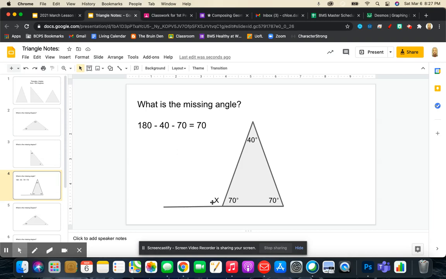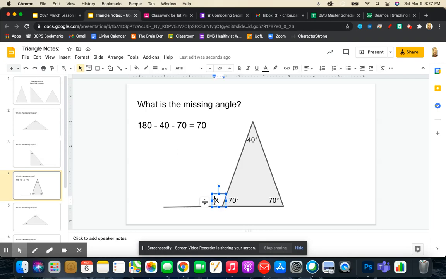We talked about a few different types of angles. We talked about complementary angles adding up to 90 degrees. We talked about vertical angles. They're directly across from each other and they're equal. And lastly, we talked about supplementary angles. They're on a straight line.